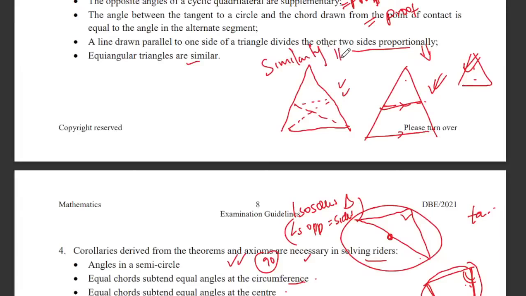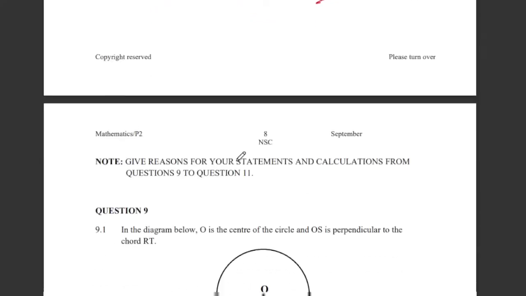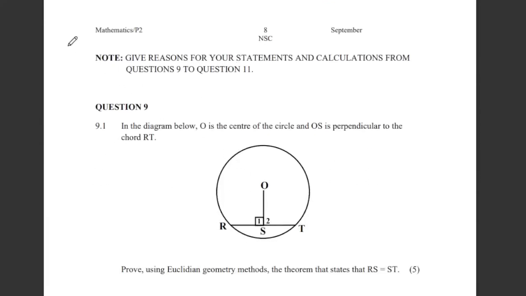Okay, so triangles will be similar if they have 3 angles that are equal to each other. In grade 12, we don't normally use the sides. Sides will be used after proving that the triangles are similar, using the angles. Okay, so let's see. So in the first question, in this case question 9, we always have to give reasons for the statements that we write.